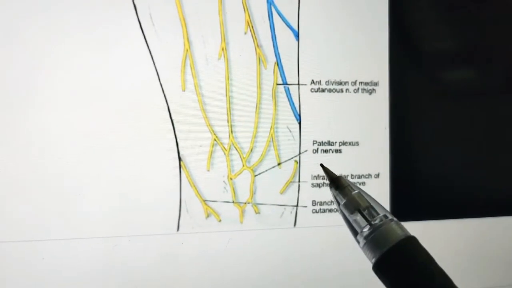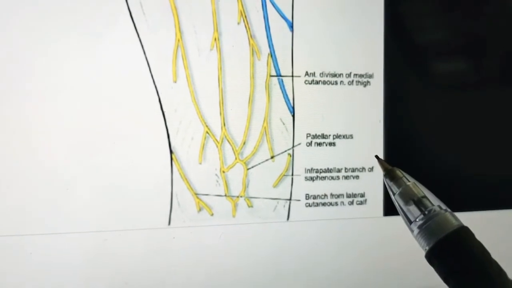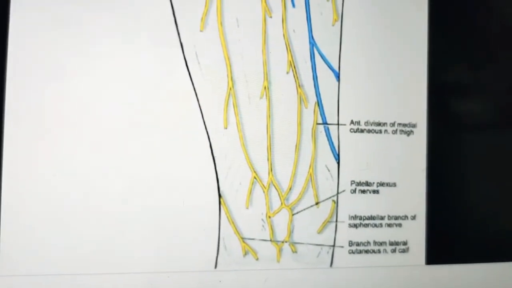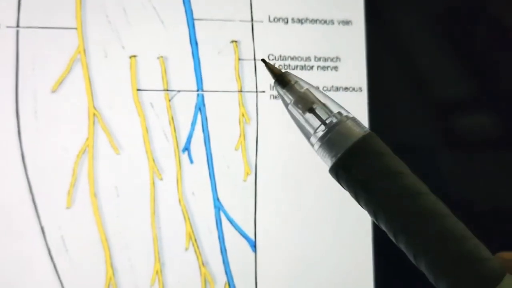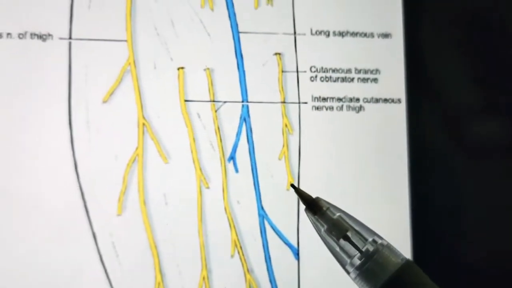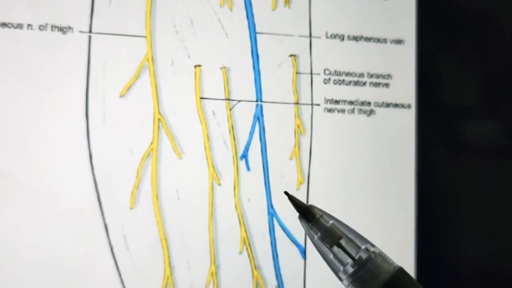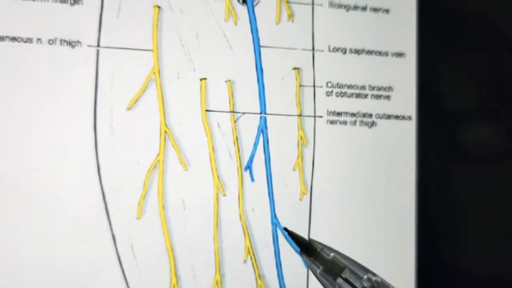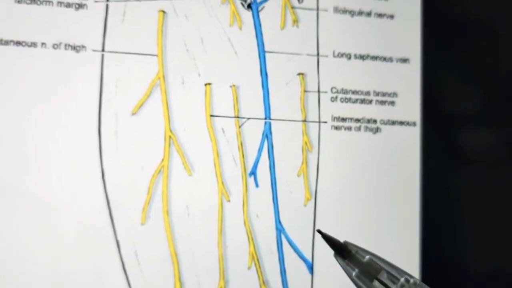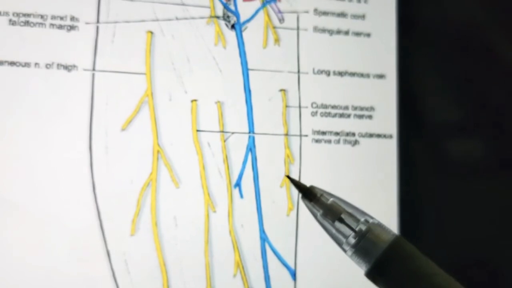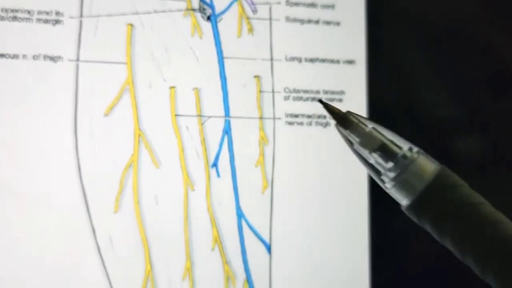Sometimes a cutaneous branch of anterior division of obturator nerve. So here you can see it is mentioned the cutaneous branch of obturator nerve. So sometimes this is also having root value of L2 and L3. It supplies the skin of lower 1/3 of medial side of thigh in common with the medial cutaneous nerve. So along with the medial cutaneous nerve, it supplies the medial side of the thigh. So this is all about the different nerves.